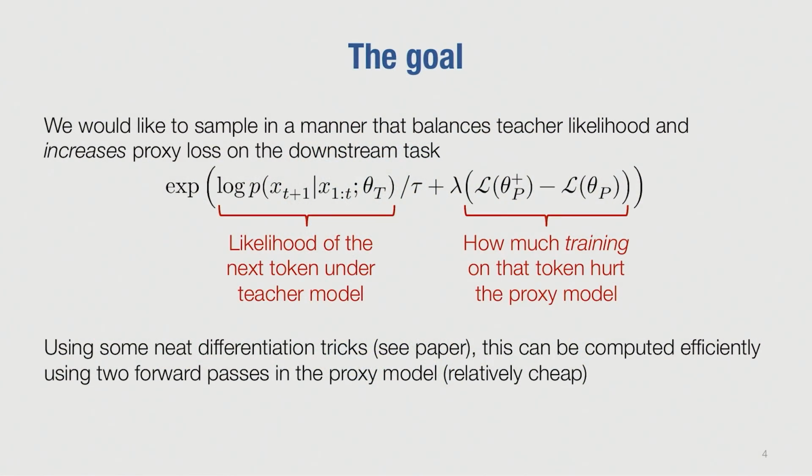It turns out you can actually evaluate that thing efficiently for all possible next tokens. So for all possible sampling points, you can find the next sample that maximizes that trade-off using just one forward pass, like you would normally have to in the teacher model, and 2 forward passes in the proxy model.